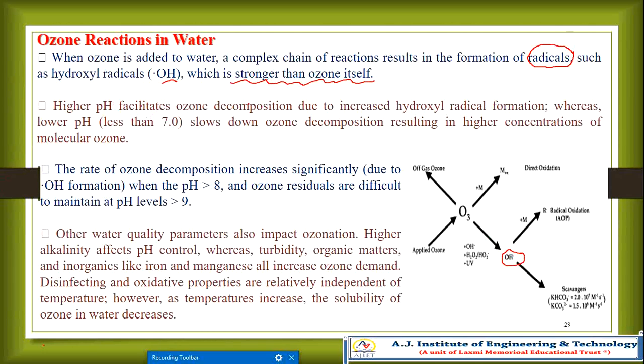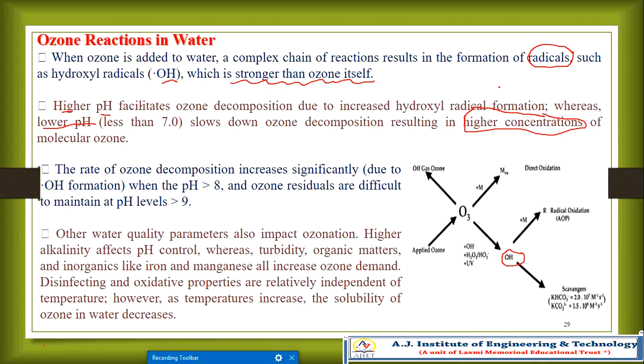So higher pH facilitates ozone decomposition due to increased hydroxyl radical formation, whereas lower pH, that is lower than 7, slows down ozone decomposition, resulting in a higher concentration of molecular ozone.